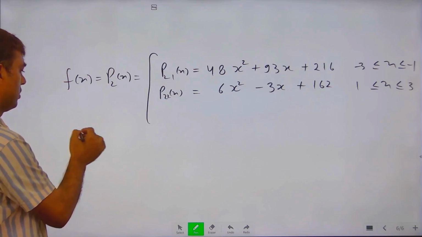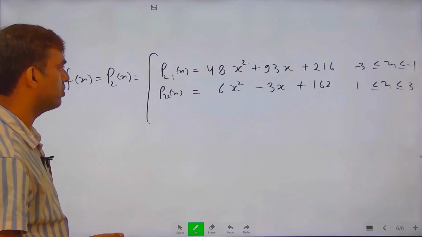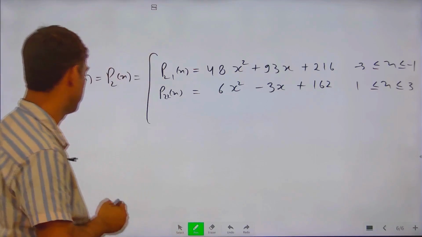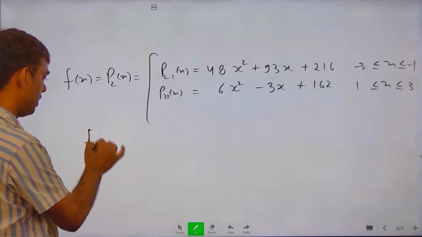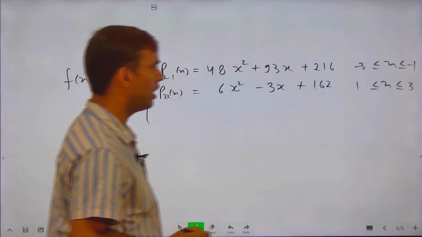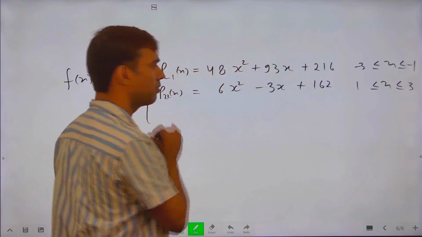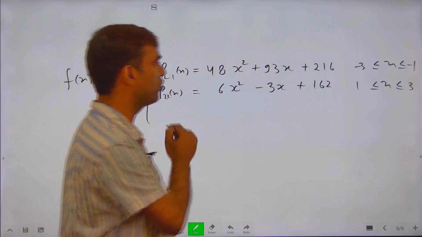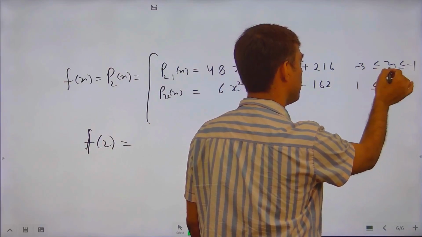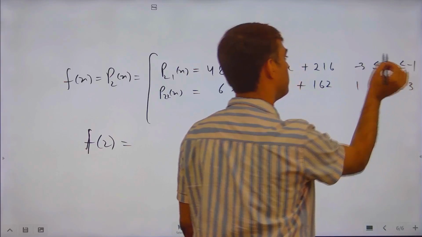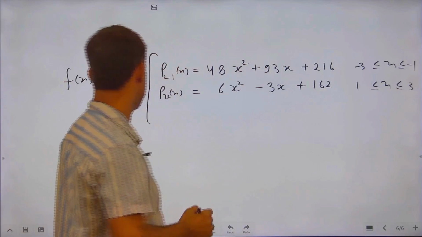In order to find any value, suppose we try to interpolate the value of f(2). Which polynomial are we going to use? 2 lies between 1 and 3. So, we are going to use the second polynomial, not the first polynomial, because the first polynomial is valid if x is between minus 3 and minus 1. But if x lies between 1 and 3, then we use the second polynomial.